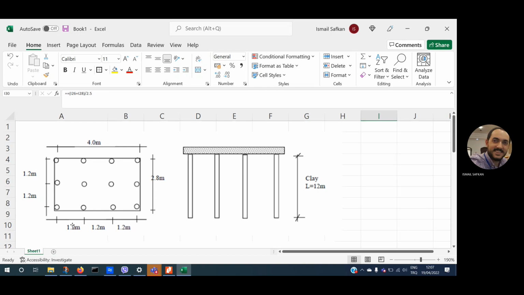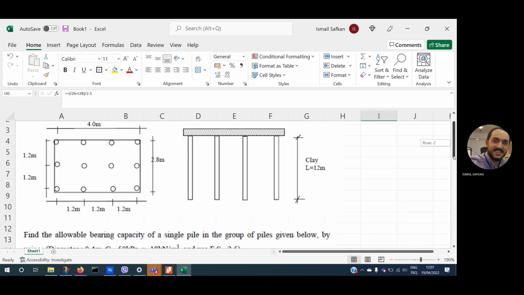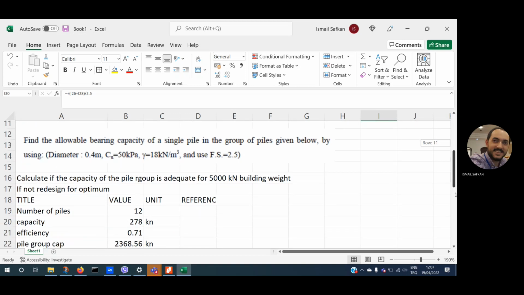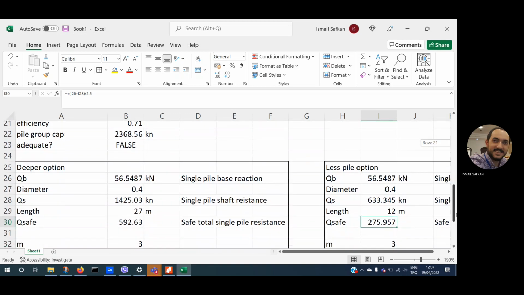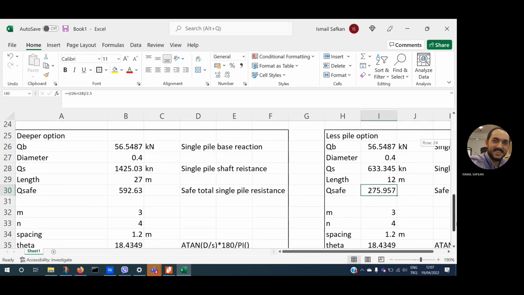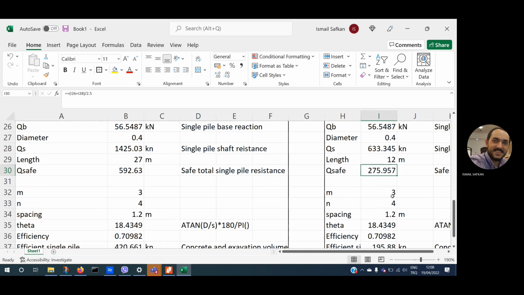Let's see this. It's a small plan. Okay, this is not a building plan. Imagine 4 by 2.4 is not a building. But let's try these values. The idea is 5,000 kilonewton again. How many rows? How many? 3. What is the spacing in between? 2.4.